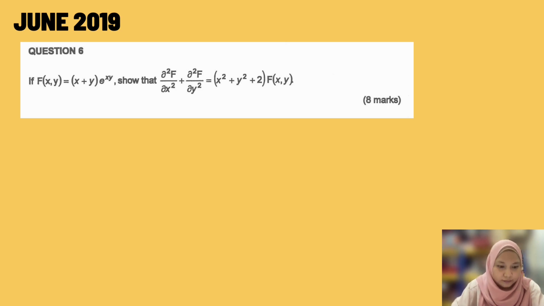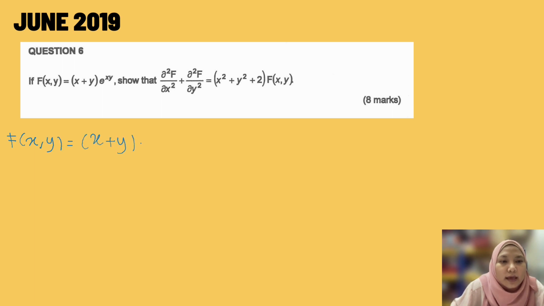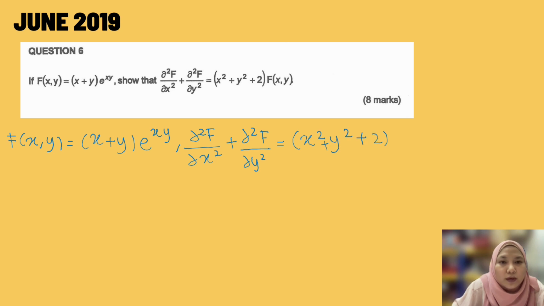Alright, so how to solve this one? Given the function f(x,y) equals (x plus y) to the power of xy, we need to show that d squared f over dx squared plus d squared f over dy squared equals x squared plus y squared plus 2 f(x,y).